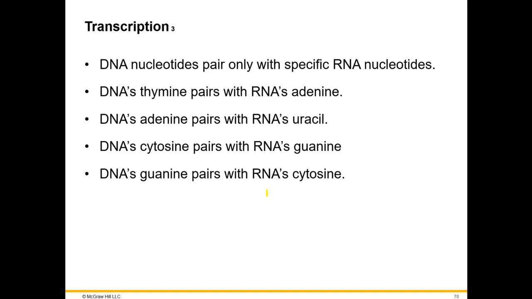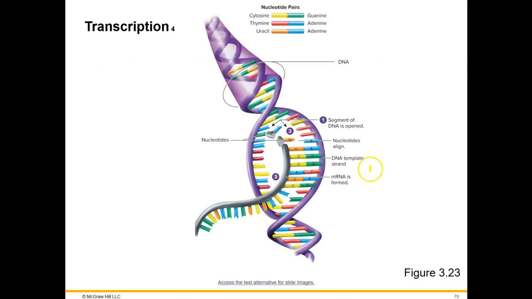During transcription, if the DNA nucleotide is an A, then it's going to pair with a U. One of the DNA strands is being used as a template to produce this messenger RNA. So if you have an A in the DNA, it's going to be a U in the messenger RNA, because RNA contains U instead of T.